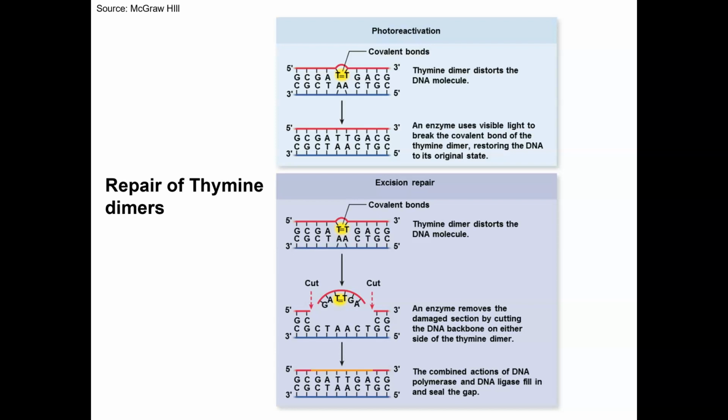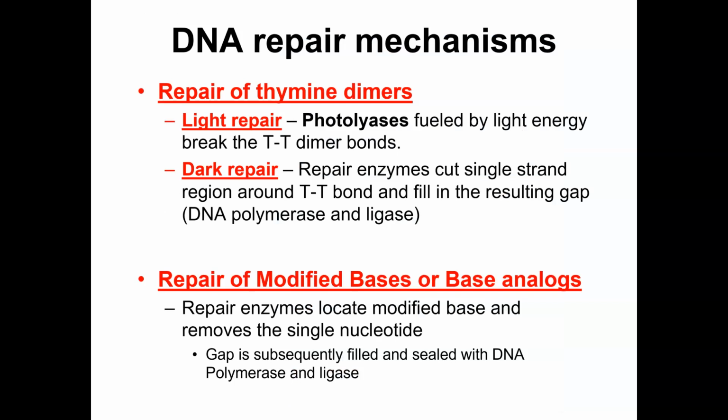Now, if there are any lingering thymine dimers and it's dark out, there's a different repair system, the dark repair system. The dark repair system works just like the mismatch system. It finds a thymine dimer, cuts out the region surrounding it, and then fills in the gap with the right DNA. And then ligase seals it up. All right, so that's fixing thymine dimers.